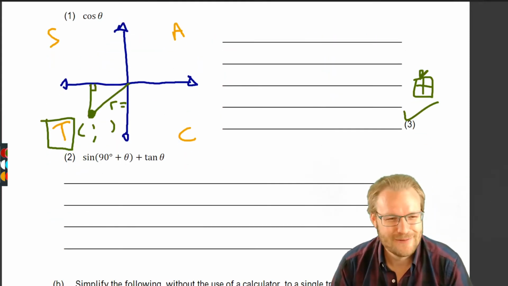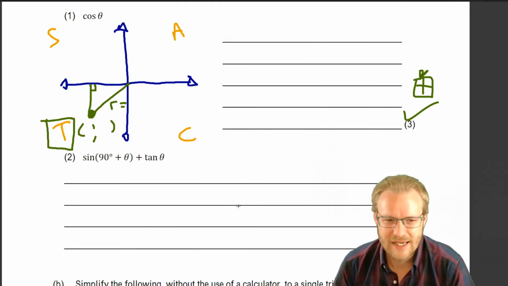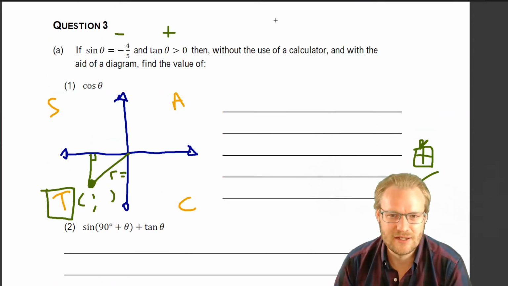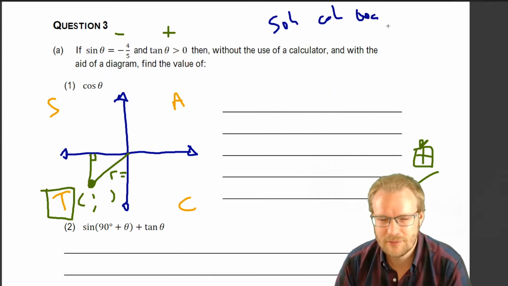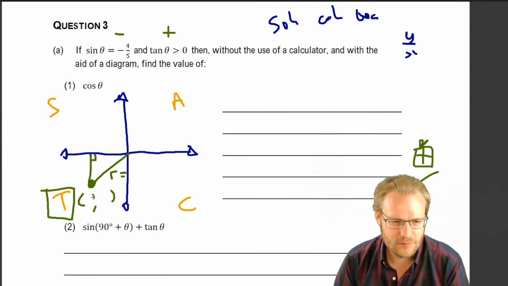There. Okay. What else do they want us? Sine 90 plus theta plus tan theta. Okay, well, tan theta is going to be easy enough, because we know our tan theta, either you've gone in the background, you've got your SOHCAHTOA, and then you're like, tan is opposite over adjacent. What was it? Opposite over adjacent. So tan was like y over x. So, and by this stage, we've got x, y, and r.